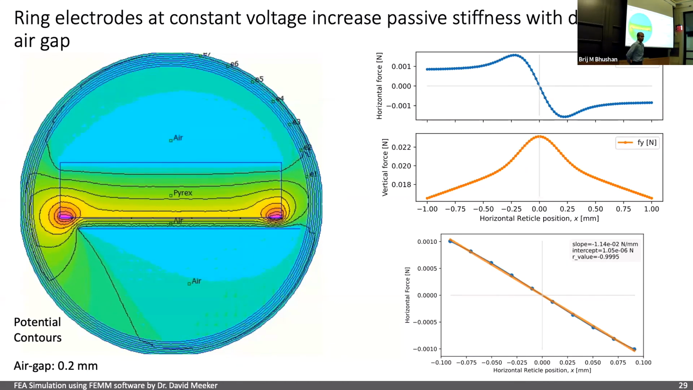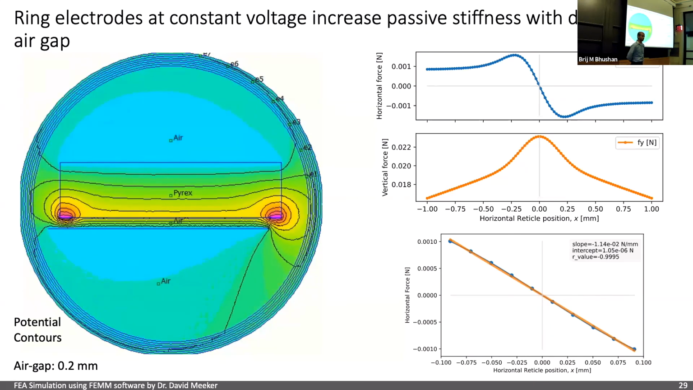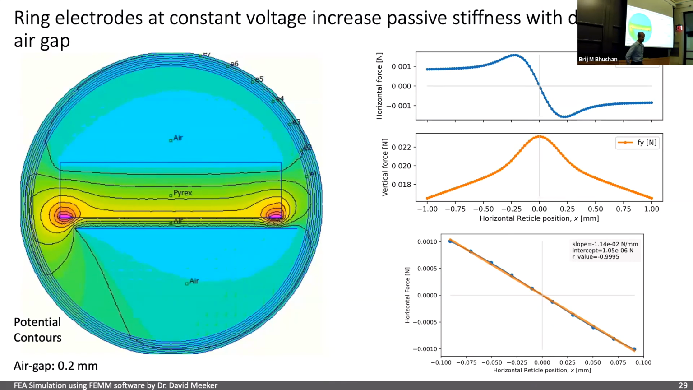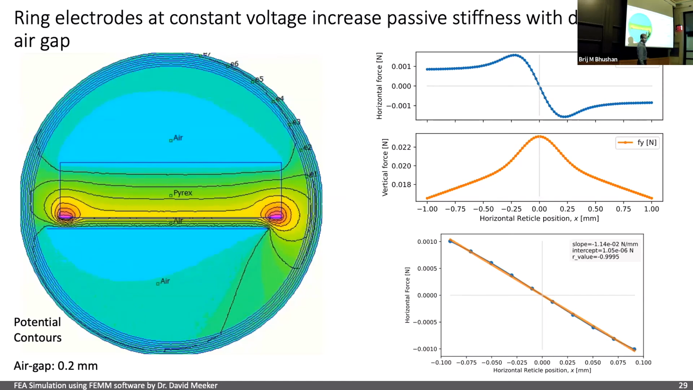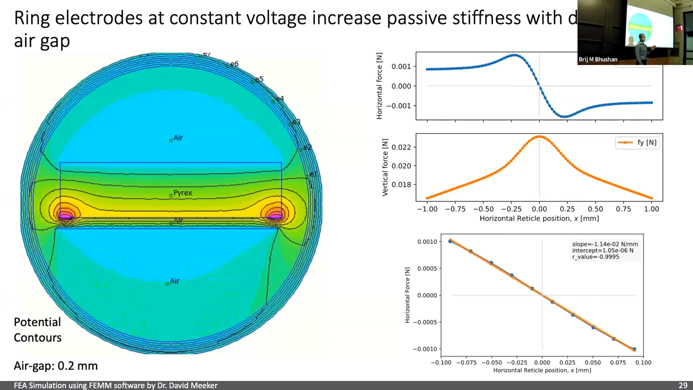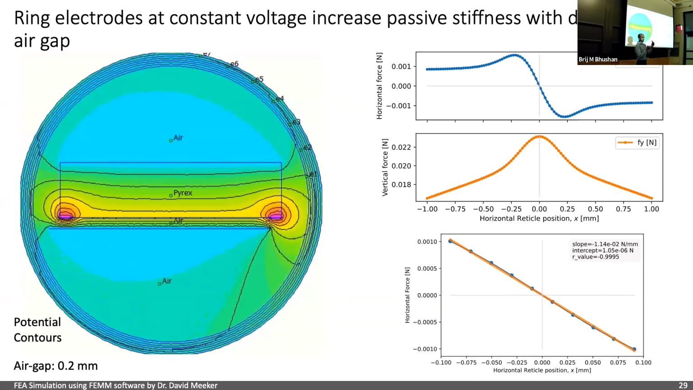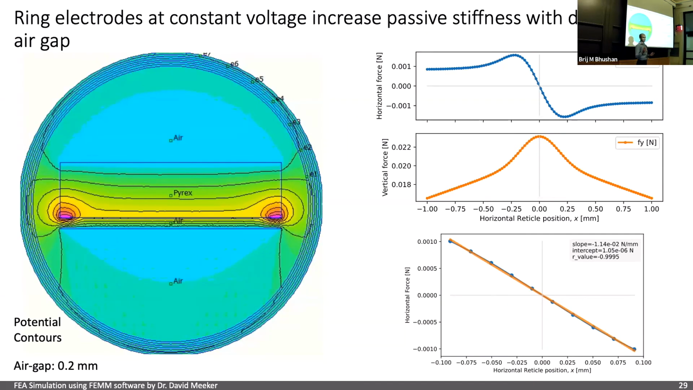So if you keep the ring electrodes at constant voltage, does that mean that they get close to breakdown as you go to zero? Yeah, so the question is, if we keep the ring electrodes at constant voltage, do we get close to breakdown as they go to zero? Yes, but we don't see any discharge event because, again, we have observed that there was no discharge event because of the dielectric layer.